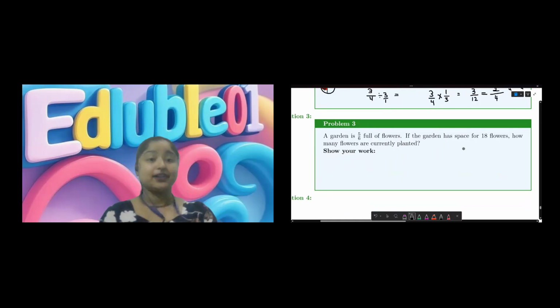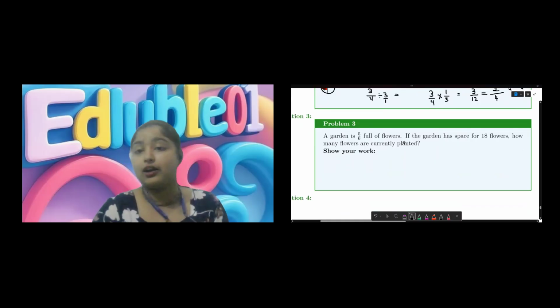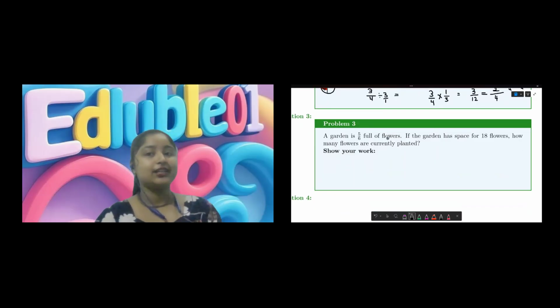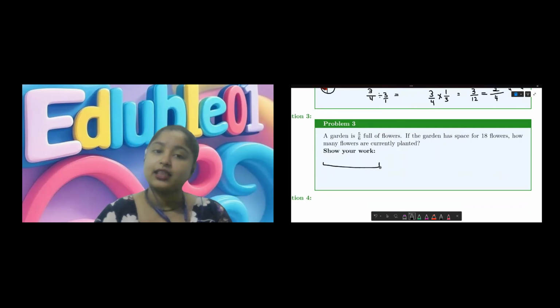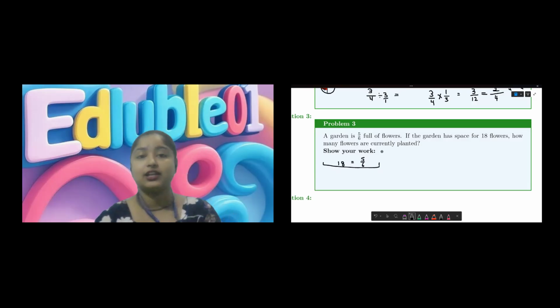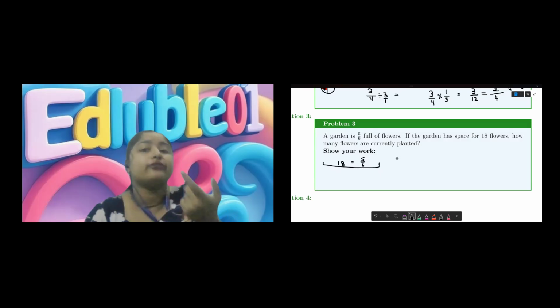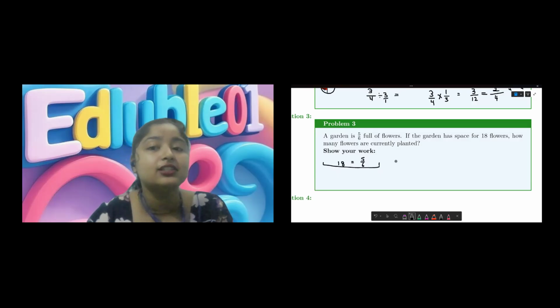The question is: a garden is 5/6 full of flowers. If the garden has space for 18 flowers, how many flowers are currently planted? What you need to do? See, it's asking you that you have a garden, right? And it has space for 18 flowers, right? Until now, 5/6 are planted. So how much is 5/6 of 18? We need to know that first.